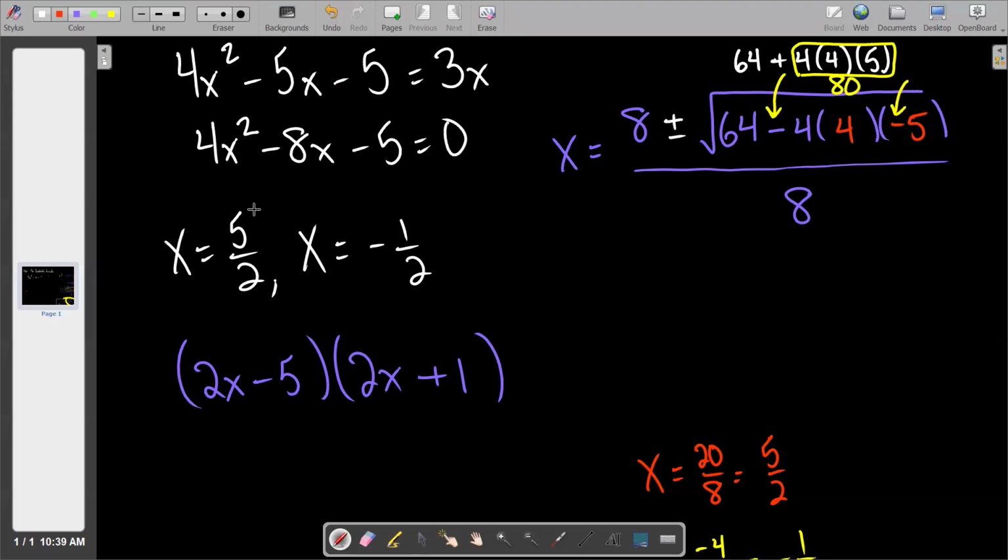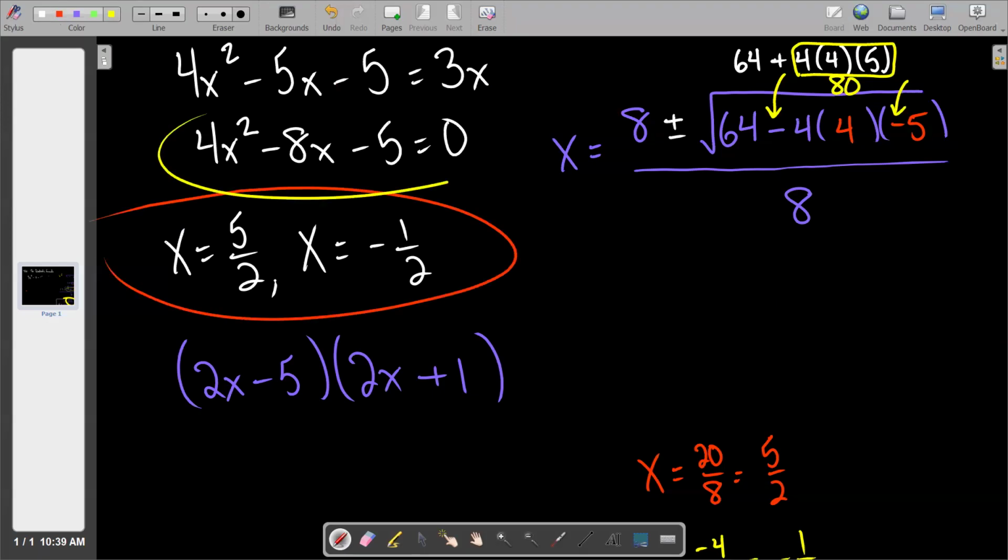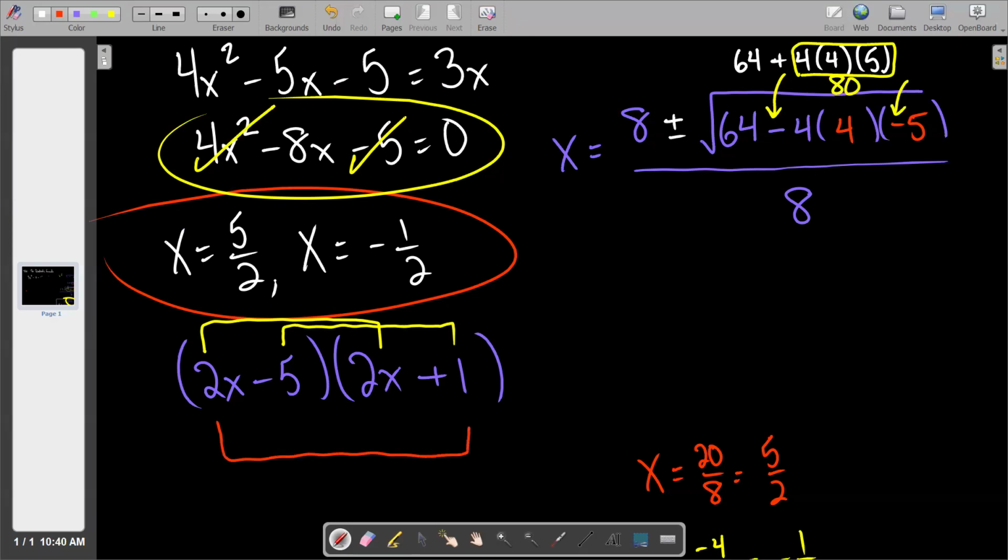The fact that your answers came out pretty like this means that the thing in the yellow oval could have been solved by factoring. Check my factoring if you want to. What's 2x times 2x? 4x squared. What is -5 times +1? -5. But then check this out. It's really cool just to see it for the first time. I'll be darned. Look at these. What do those make? 2. What do these make? What's 2 minus 10?